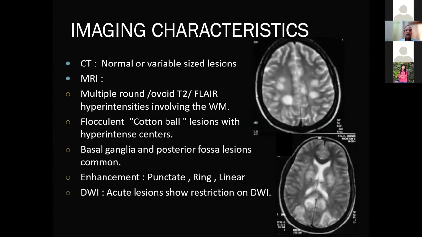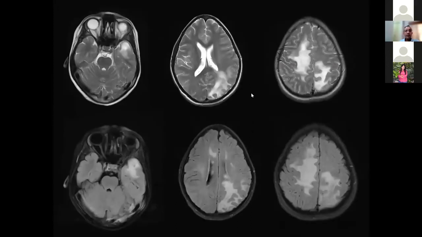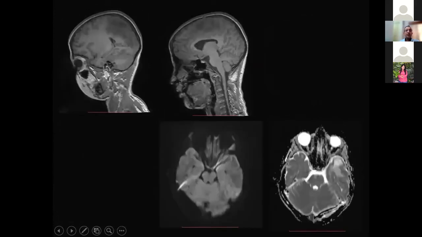There is variable involvement of the basal ganglia, posterior fossa lesions. The enhancement is variable and various patterns may be seen. The diffusion may show changes along the advancing margin or the periphery of the lesion. In the child with ADEM, we see large coalescent areas of white matter hyperintensity involving the bilateral cerebral hemispheres, and there is involvement of the corpus callosum. They are usually profoundly hypointense on the T1 weighted images and may show a diffusion restriction along the margin of the lesion.